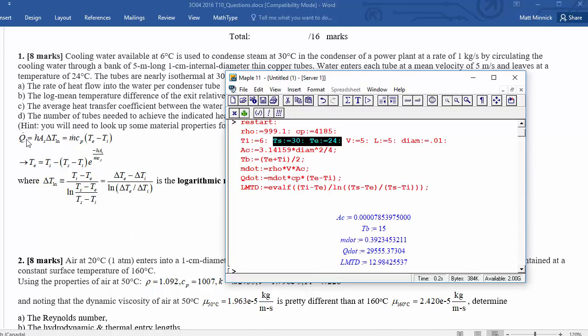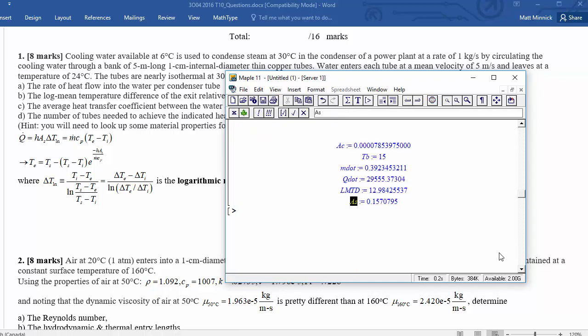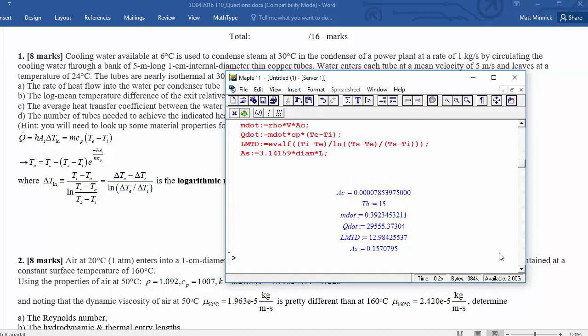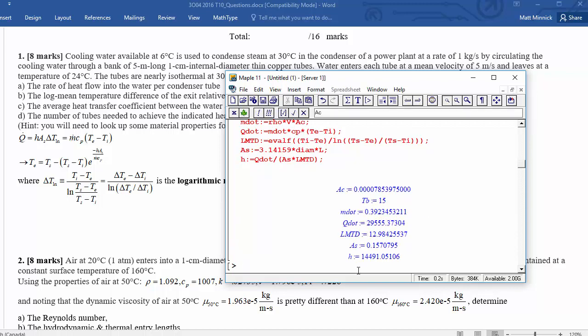And we've got Q dot is h A_s delta T ln, and we figured out Q dot. So then if we can figure out the surface area, which is pi diameter times L, so pi d is the circumference, and then multiply by the length of the tube, there's our total surface area. And what we'll do is take the surface area and the delta T ln and Q dot, and then solve that equation for h. So h would be equal to Q dot over A_s times LMTD. And that tells us that the heat transfer coefficient is about 14,500.